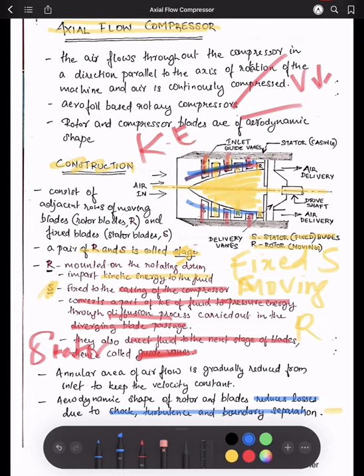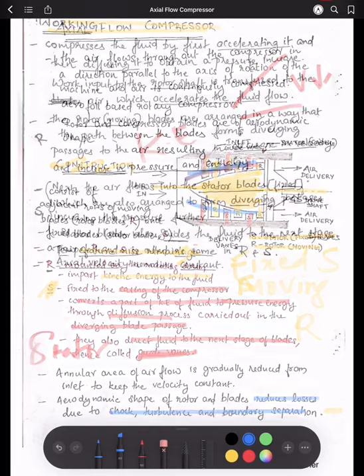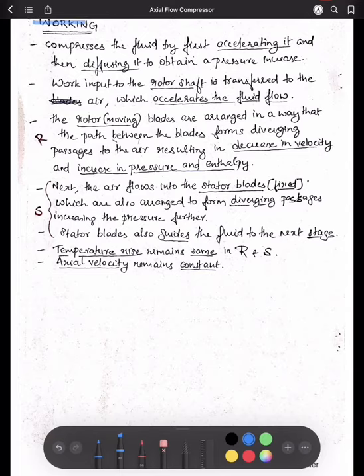So I hope you understood the construction very clearly. Next we will go into the working. So next is working. In working, the axial flow compressor compresses the fluid by first accelerating it and then diffusing it to obtain the pressure increase.